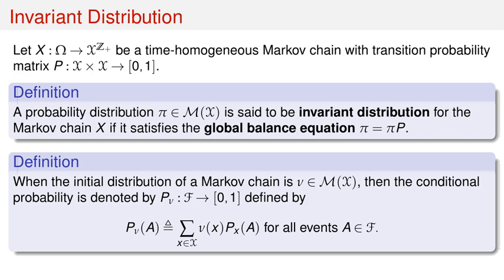Another definition that's useful here: when the initial distribution of a Markov chain is given by Nu, another element of script M of script X, then the probability measure P sub Nu, mapping from the sigma algebra script F to the closed interval 0,1, is defined as P sub Nu of A equals the sum over all x in script X of Nu of x times P sub x of A for all events A in script F. P sub x of A here is the probability of event A occurring given the process started in state x.